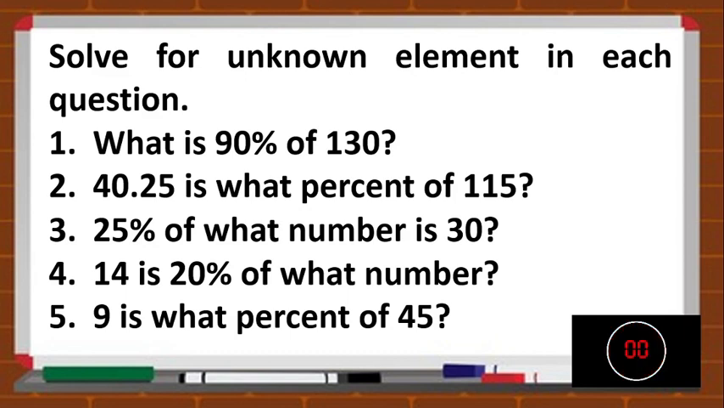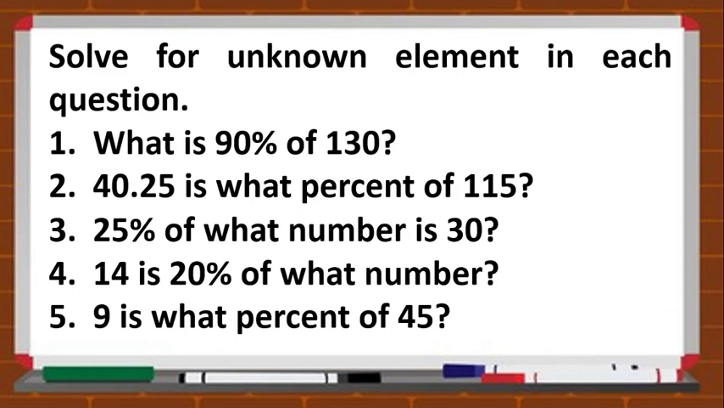Okay, time's up. Let me show you the answer in each item. Number one, what is 90% of 130? What is the missing or unknown element here? The missing element here is the percentage. So the value of P is equal to 117.